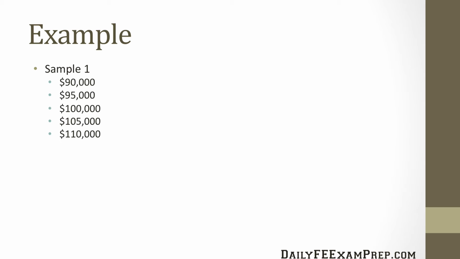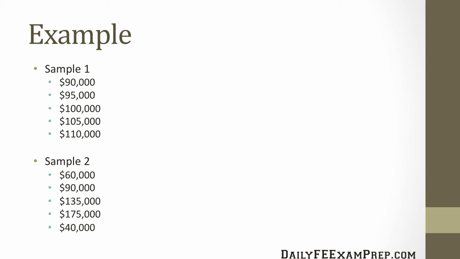Sample 1, we've got 5 employees, like I mentioned, and their starting salaries are as follows: $90,000 per year, $95,000 per year, $100,000, $105,000, and $110,000 per year. Sample set number 2 of the 5 employees: employee number 1 is making $60,000 per year. Employee number 2, $90,000 per year. Employee number 3 is making $135,000 per year. Employee number 4 is making $175,000 per year, and employee number 5, well, they're only making $40,000 per year.